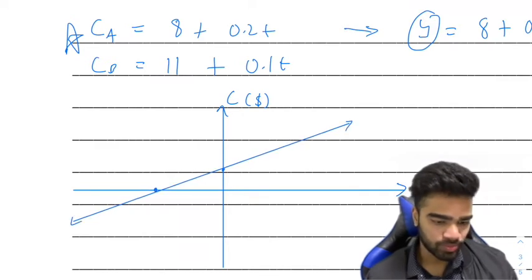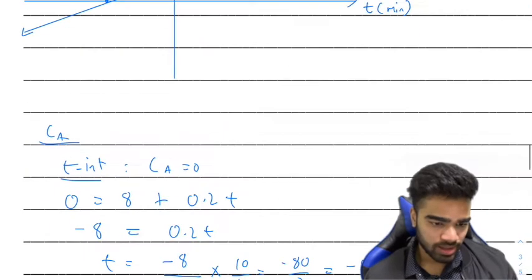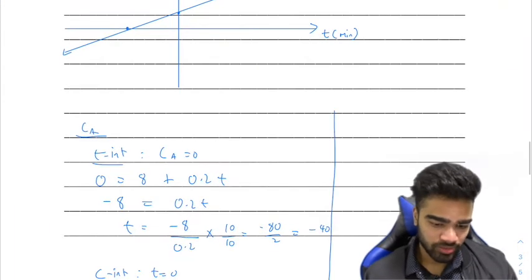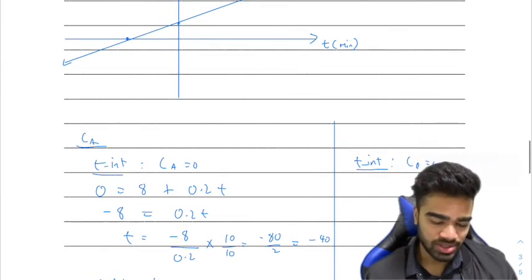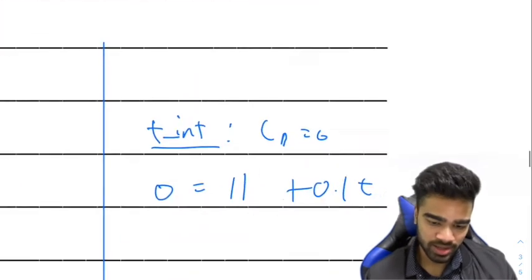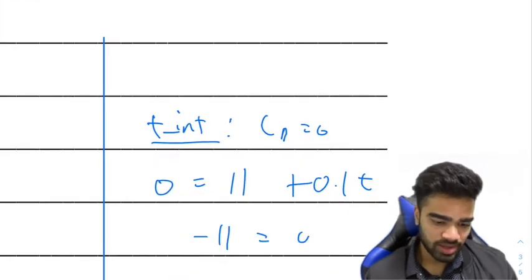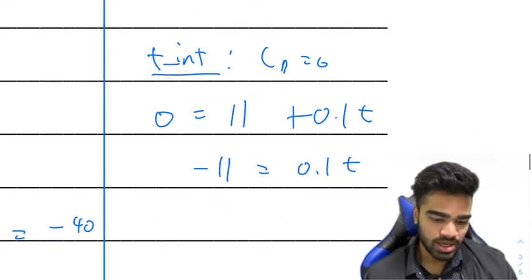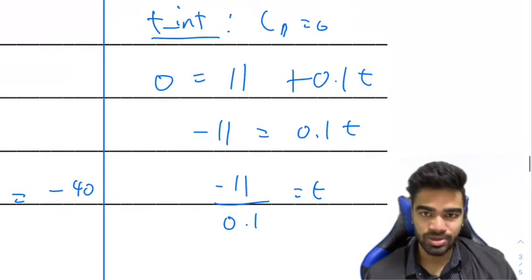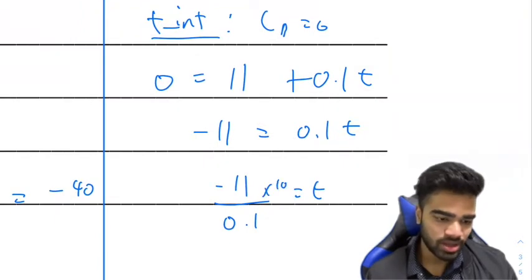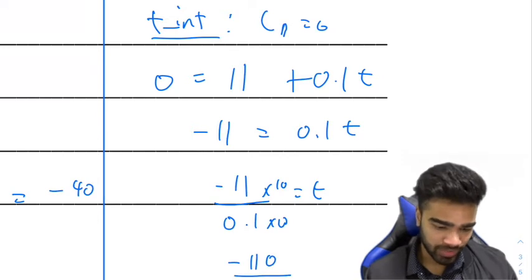Okay, let's do the same thing for firm B. So you need to find the t-intercept for firm B. It's going to be cost of B is equal to 0. So 0 is equal to 11 plus 0.1 times time. So negative 11 is equal to 0.1t. Negative 11 divided by 0.1 is t. So we'll do the same thing, times top and bottom by 10. So you're going to have negative 110 over 10.